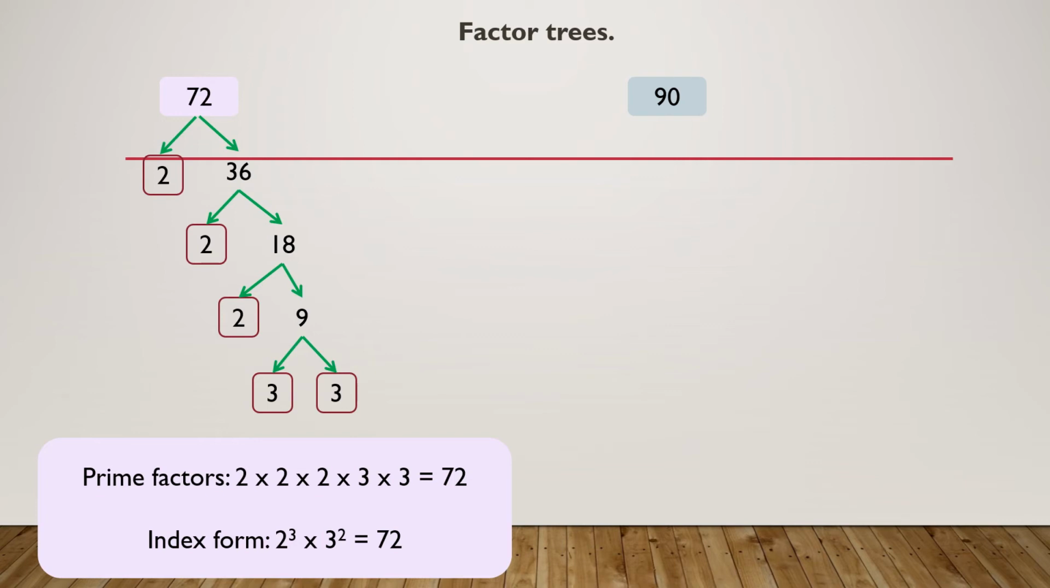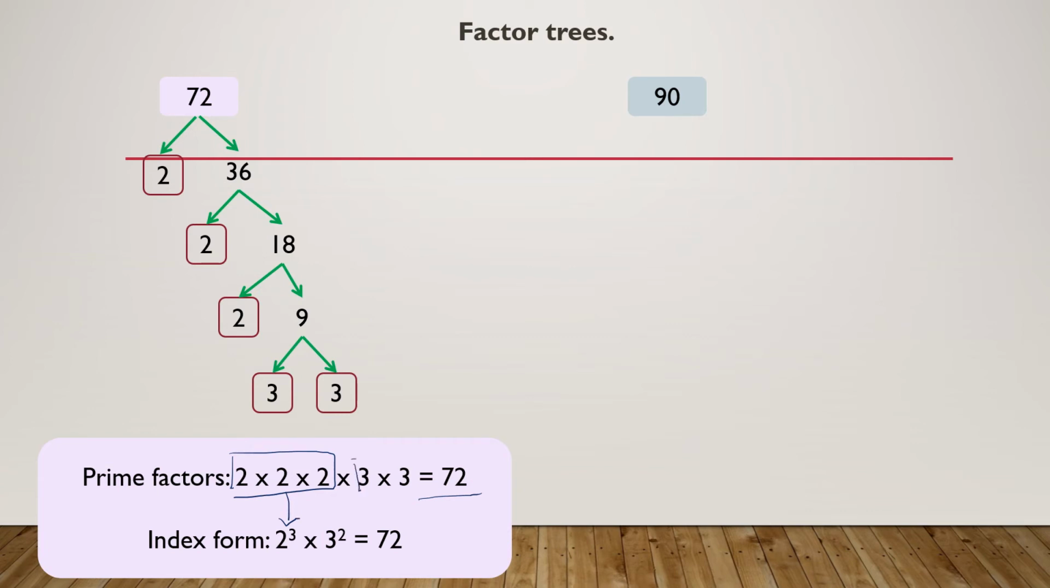When I'm expressing it as a product of prime factors, I need to make sure I remember to write equals 72 at the end. So I need to remember to finish that sum. It can also be expressed in index form. Index form is when we use a component to show how many times that number has been multiplied by itself. So 2 times 2 times 2 is the same as saying 2 to the power of 3.